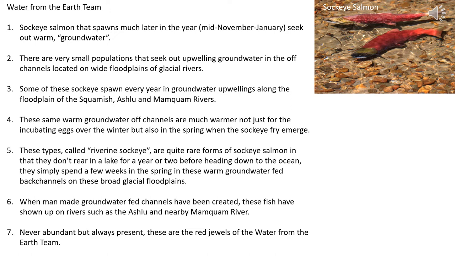Now, these types of sockeye are called riverine sockeye. They're quite rare. They're rare and never abundant in most rivers, but you find them throughout the range of sockeye, particularly on the coast, and particularly in these glacial streams. So they don't rear in a lake, as we've talked about before, for a year or two. They go to the ocean in their first year.